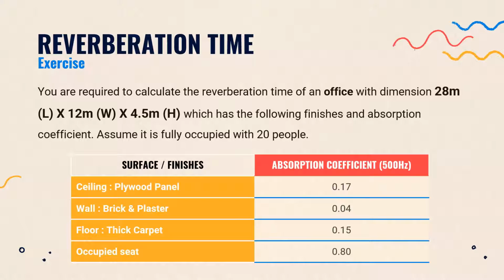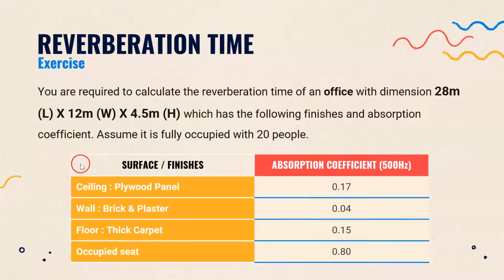Okay, hope you already have your pen and paper. So it says you are required to calculate the reverberation time of an office with dimensions 28 meter times 12 meter times 4.5 meter for the height, which has the following finishes and absorption coefficient. Now assume it is fully occupied with 20 people.